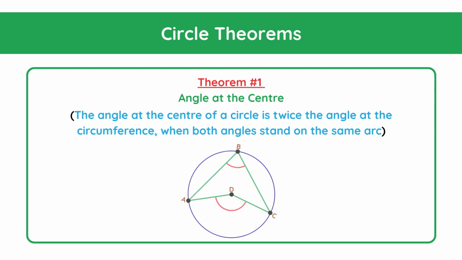In plain English, if you take any 2 points on the circle and you draw lines from those 2 points to the center, you get one angle at the center. If you draw lines from those same 2 points to any third point on the circumference, you get another angle. The angle at the center will always be exactly double the angle at the circumference.